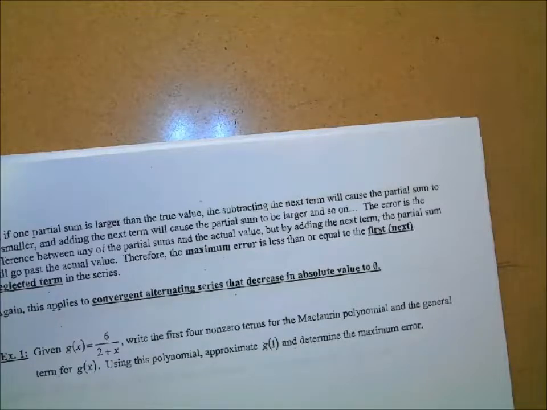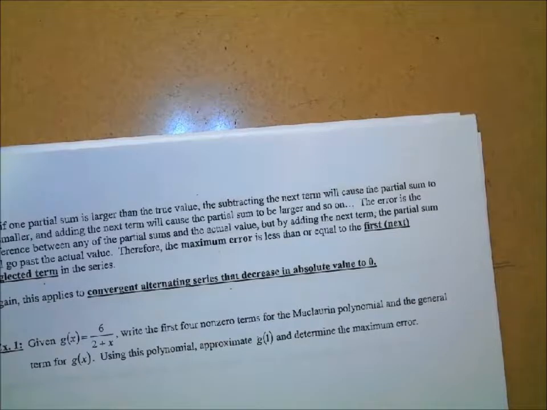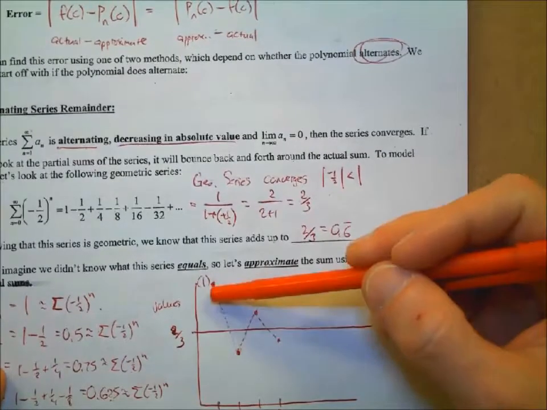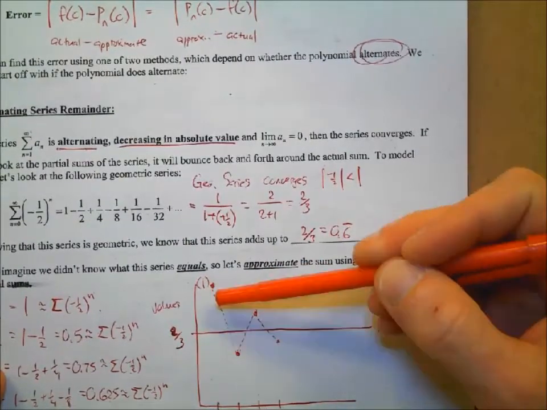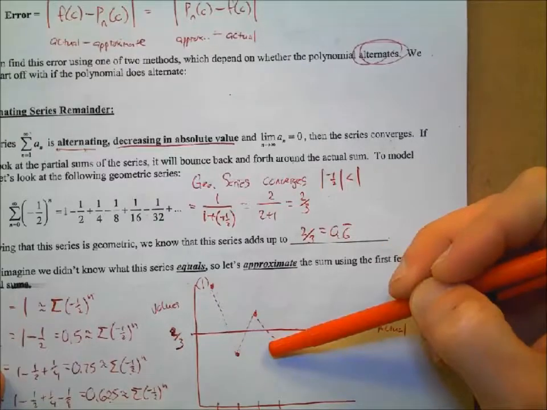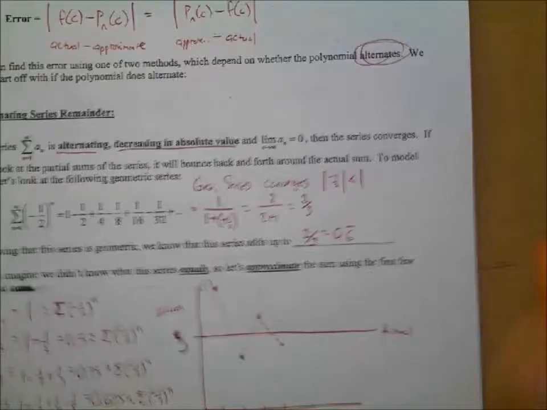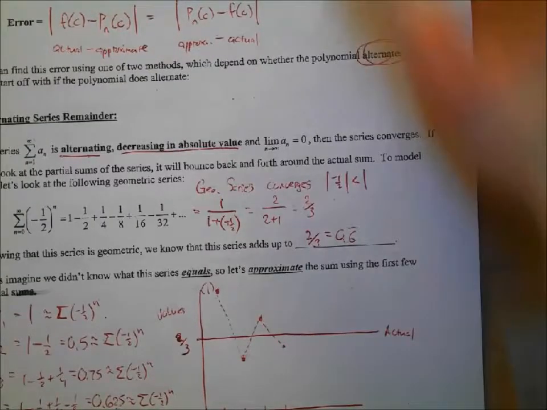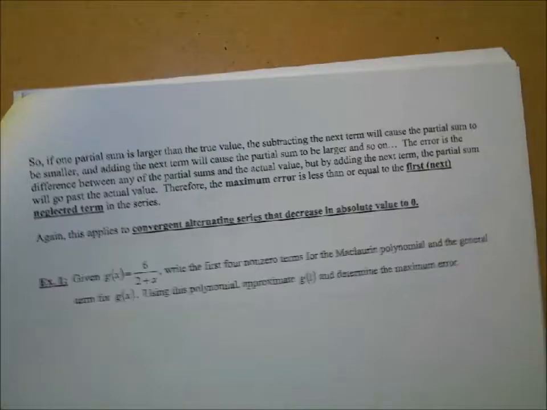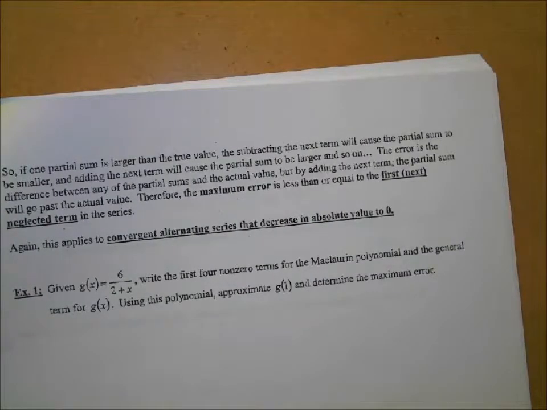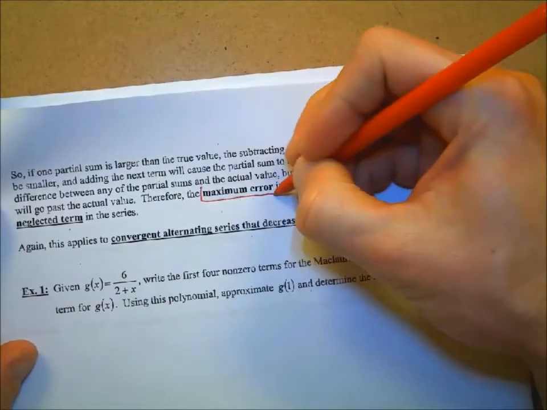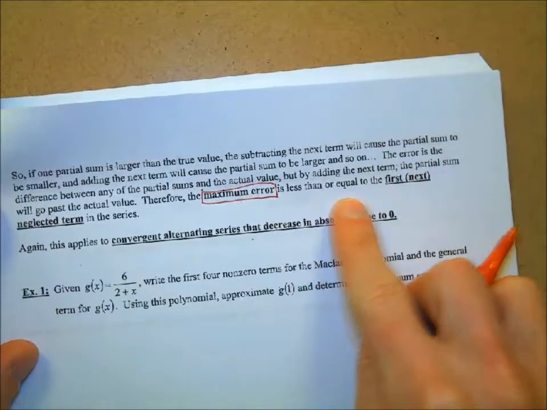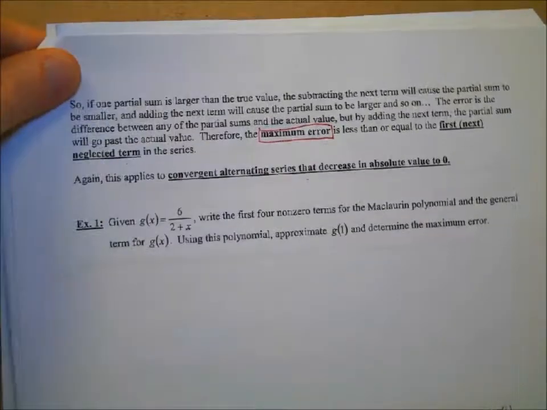Again, this only applies to convergent alternating series that decrease in absolute value to 0. Because if this wasn't alternating, instead of going up, down, because we're adding and then subtracting, it would continue to add. So we wouldn't be able to use this kind of idea here. But the key idea is that the maximum error, the most we're going to be off by, is less than or equal to the next term.